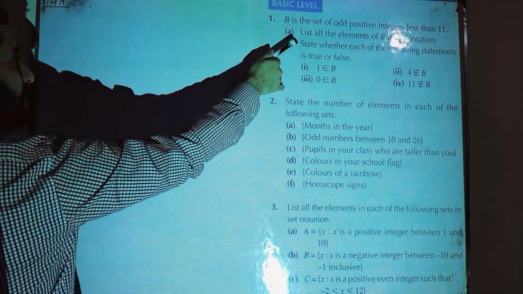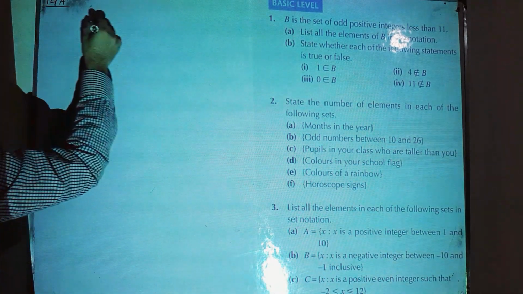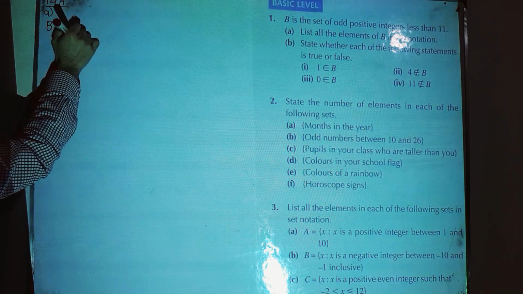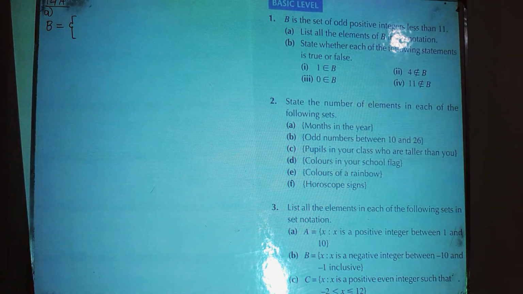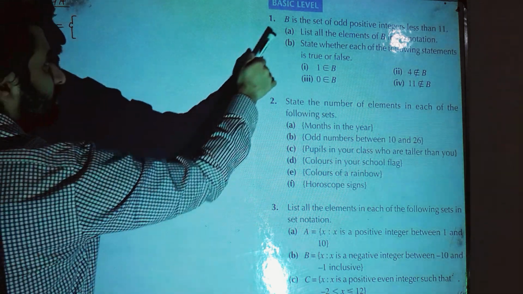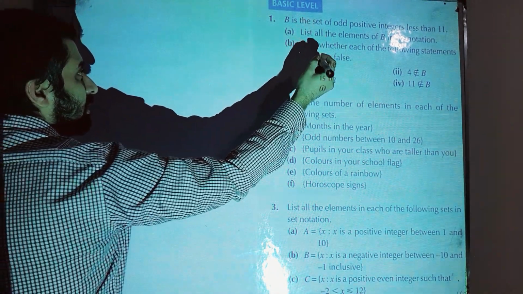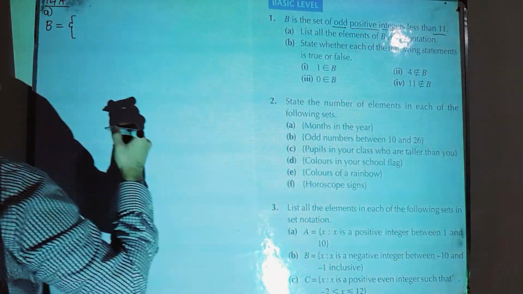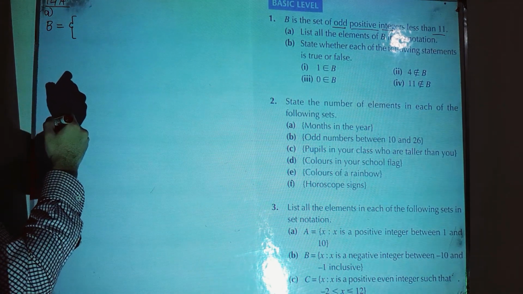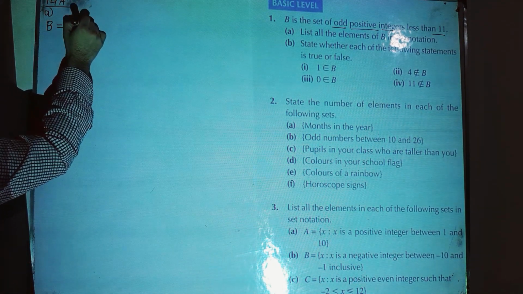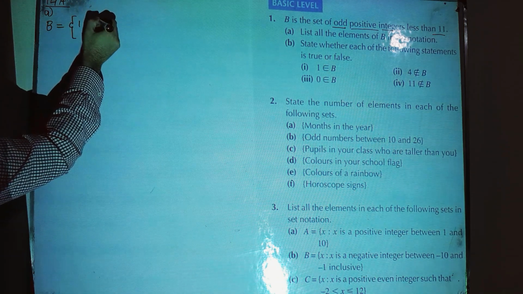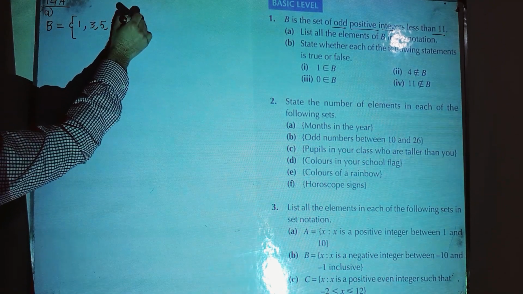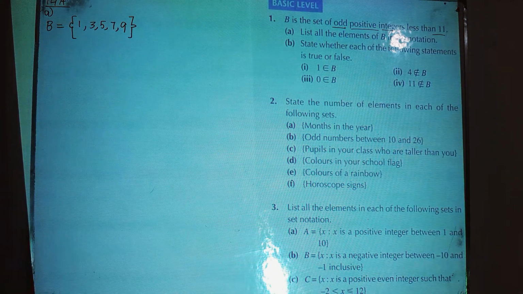So list all the elements of B in set notation. So B in set notation, the answer for part number A. Now this is B in set notation and listing all the elements of B, and they are odd, they are positive integers and less than 11. So we have to keep these things in mind while listing the elements. So all the positive integers less than 11 are 1 and they must be odd. 3, 5, 7 and 9. This is the answer for part number A.